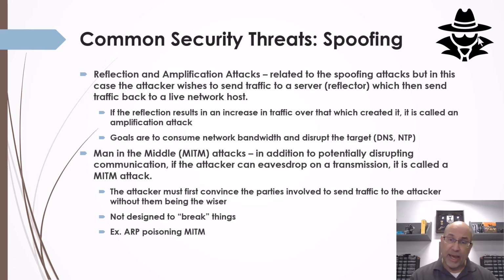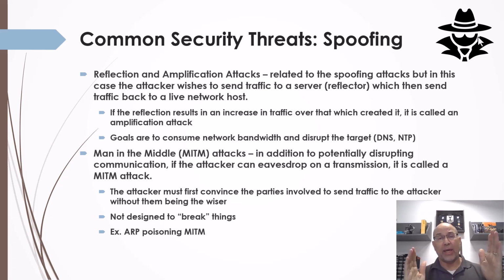Now, a man-in-the-middle attack takes all of this stuff and steps it up a notch. So in addition to potentially disrupting communication, the attacker eavesdrops on a transmission. So this is a man-in-the-middle attack. What's got to happen for the man-in-the-middle is that there's going to be two nodes that are communicating. So they're talking back and forth, and the man-in-the-middle pops in and says: I'm going to pretend to be both ends of the connection, and I'm going to trick both ends of the connection into sending things to me, and I will forward them to the right direction.